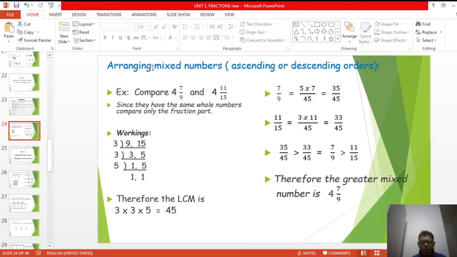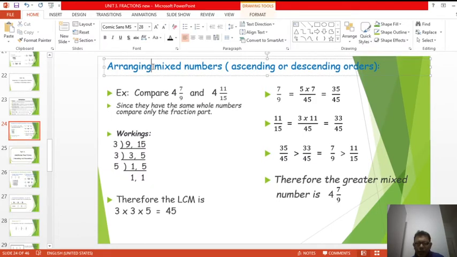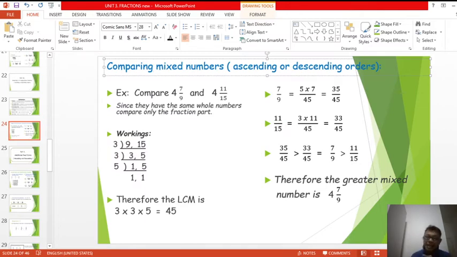Okay, arranging, we don't have much here. Now here we're comparing, so let's change this to comparing mixed numbers, whether it's ascending or descending, it depends on the problem. Here I'm just explaining. Let's say we go with which number is greater than. It's the same thing.